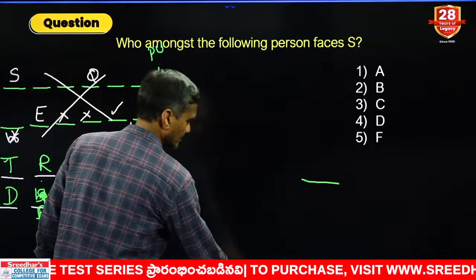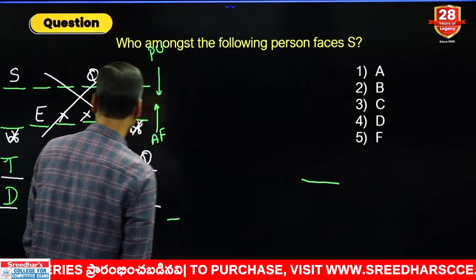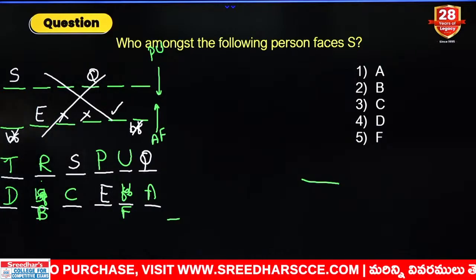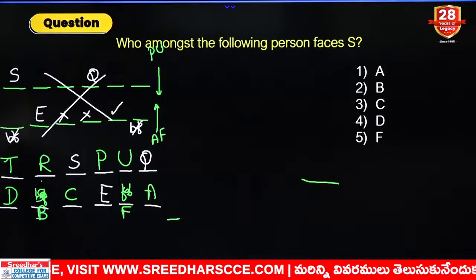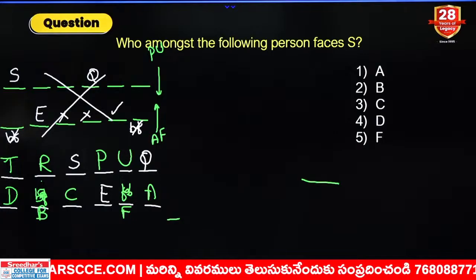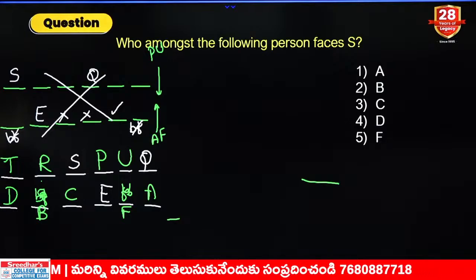Then the 7th one. Let's try to work out question number 7. Will you do the 7th one? Which of the following persons faces S? Who is opposite to S? Tell me the answer. The one who is opposite to S.